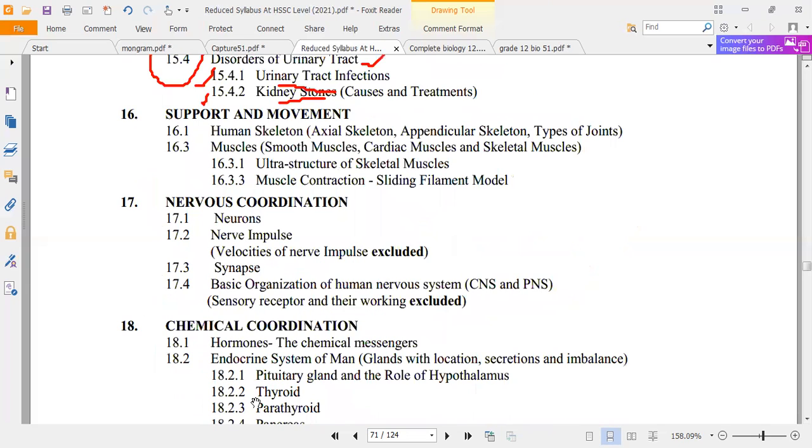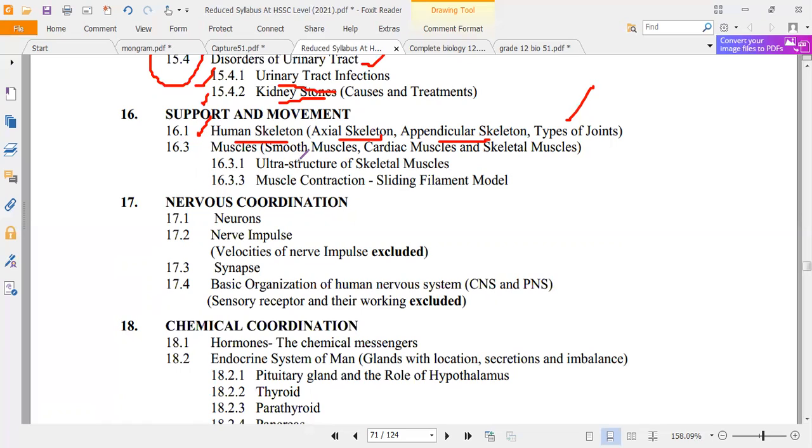And the next is support and movement. In support and movement, structure of bone and structure of cartilage are not included. So it will start from the human skeleton. The axial skeleton and appendicular skeleton, the two types of skeletons, their bones and all categories are included, as well as types of joints. The topic is joints, but the types of joints are also under this one, like fibrous joints and cartilaginous joints, and these will all be covered under this topic.